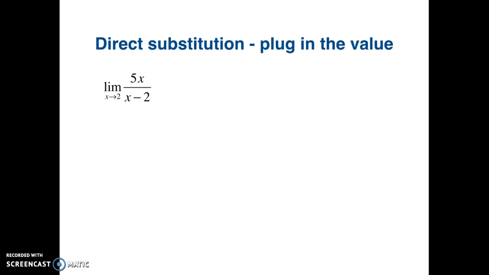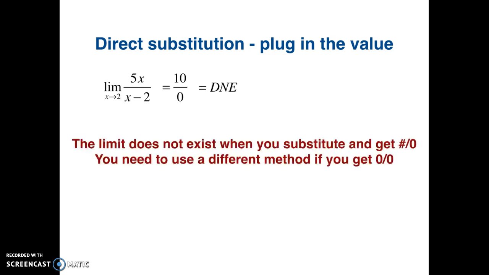Here we have another direct substitution problem. When I plug in x equals 2 into 5x over x minus 2, I get 10 over 0. This limit does not exist. The limit does not exist when you substitute and you get any number over 0. But if you get 0 over 0, you need to use a different method.